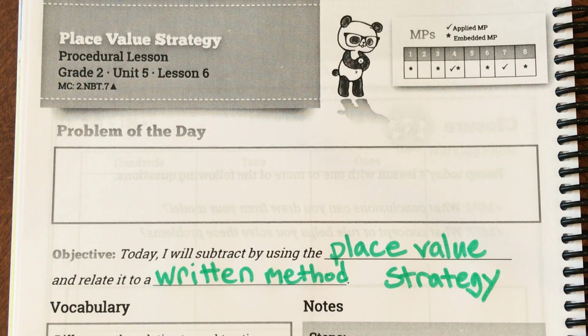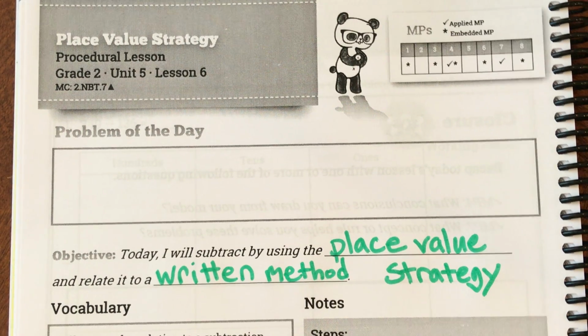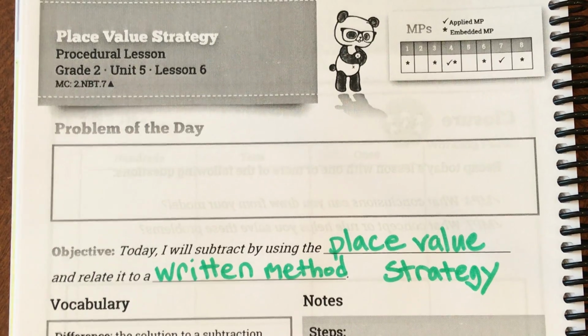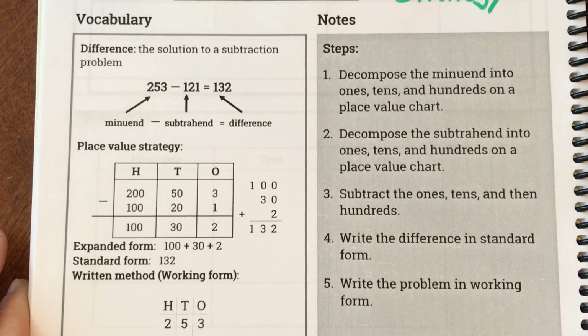So in our last lesson, we did the draw a picture strategy where we were using base 10 blocks. Now we're going to use a place value strategy where we will still be using a place value chart, but we're going to be using numbers instead of pictures. And then it says, and relate it to a written method. We're going to continue to relate it to that working form written method that we did in our last lesson. All right, let's look at our vocabulary to start with.